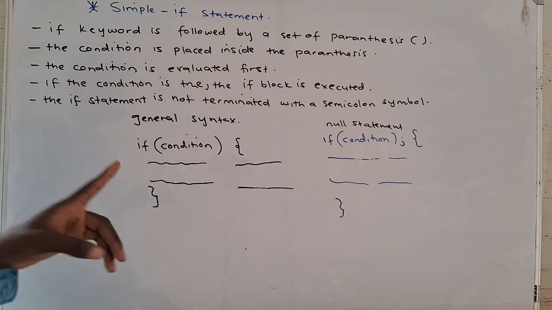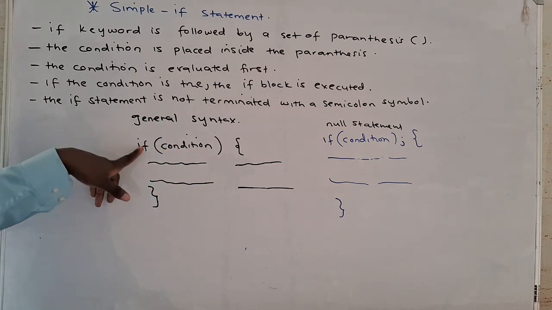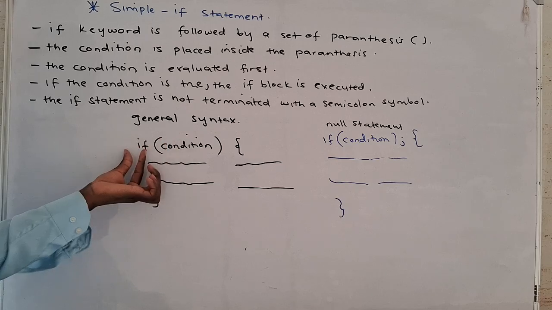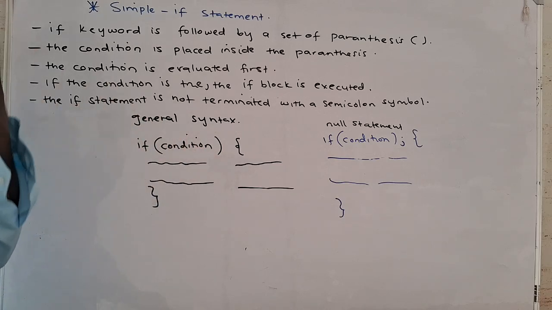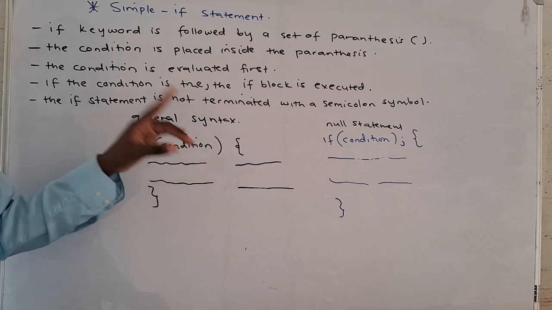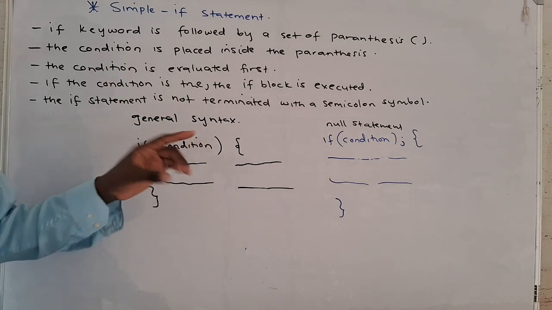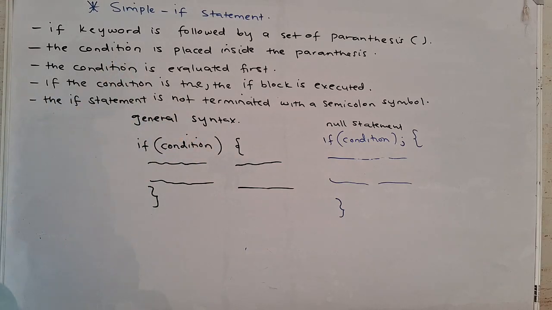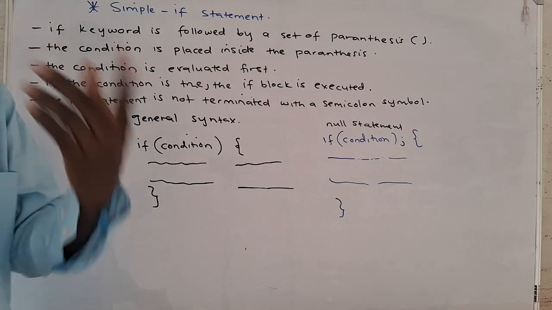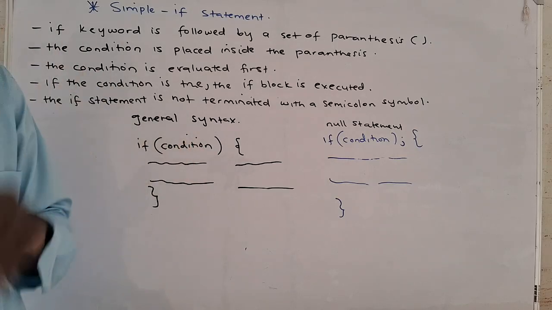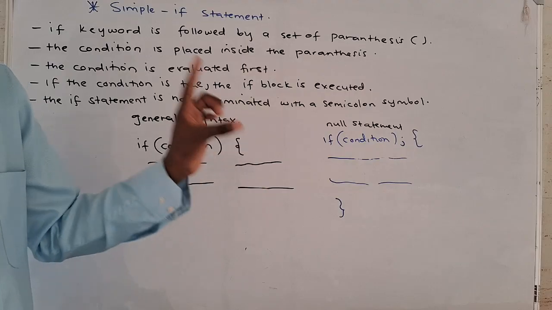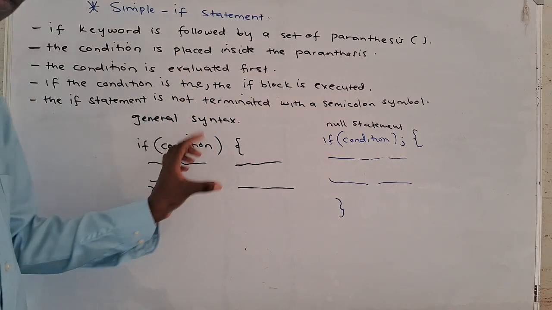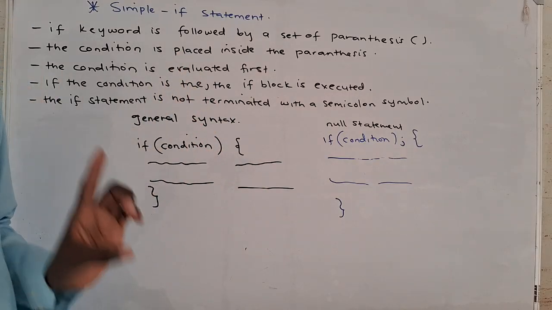What I'm trying to say is the if statement is not terminated with a semicolon. So how are you supposed to write? You're supposed to write the if keyword followed by a set of parentheses, and inside you are supposed to write the condition. The condition is going to be checked first. The condition is going to be evaluated. If the condition is satisfied, or if the condition is true, what is going to happen? These statements are going to be executed. The if block is going to be executed.